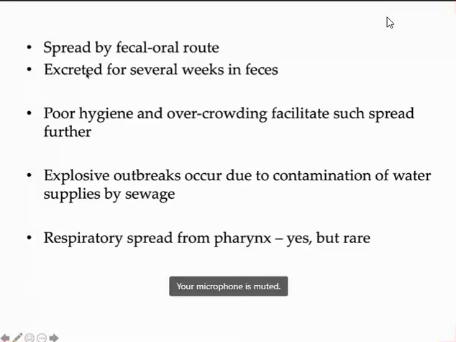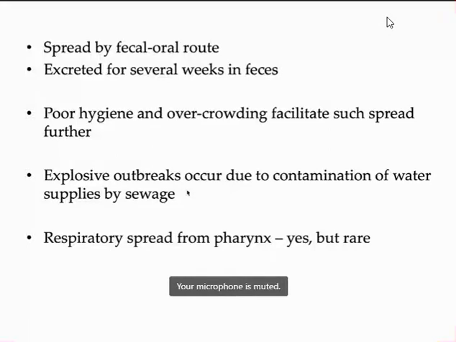Poor hygiene, overcrowding, and lack of diagnosis also facilitate the further spread of this disease. Some explosive outbreaks can occur due to contamination of water supplies by sewage. That means in areas where there is improper water sanitation and sewage disposal, there is a chance of an outbreak.